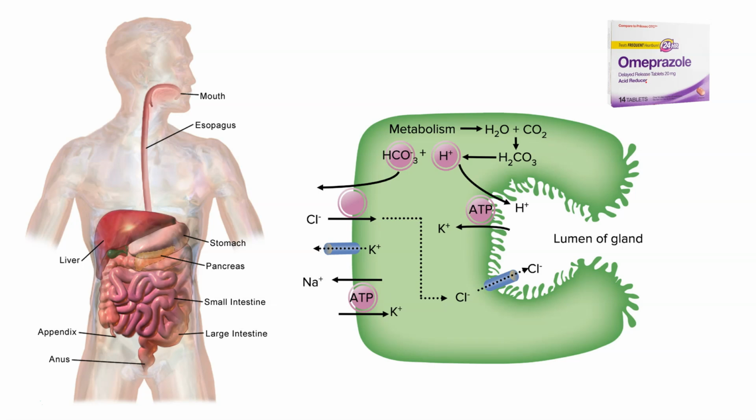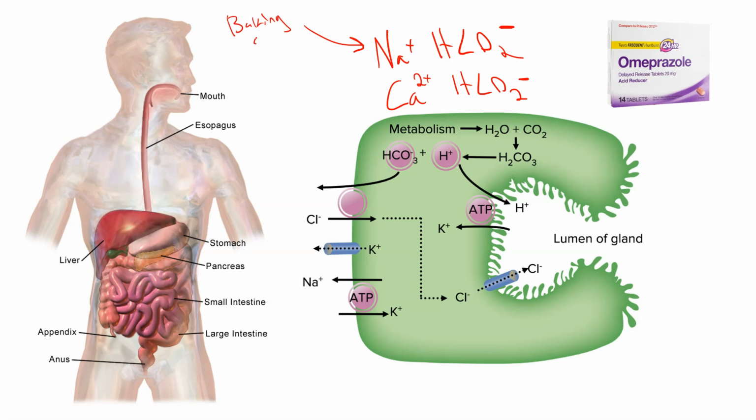Another thing that can be used for acid reflux or heartburn is sodium bicarbonate, which is this molecule here, or sometimes it's calcium carbonate. This would be like sodium bicarbonate is baking soda, and calcium carbonate is usually what's inside of something like a Tums.